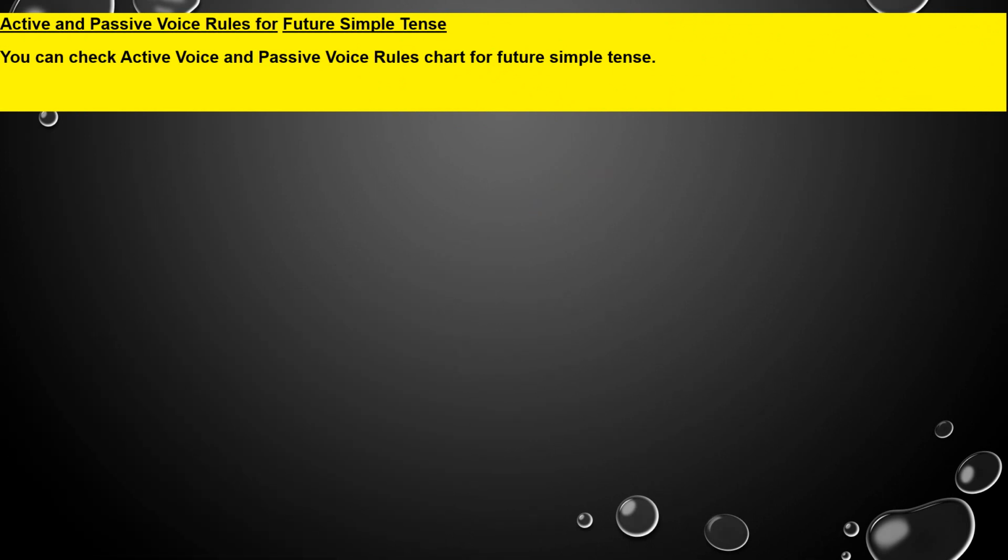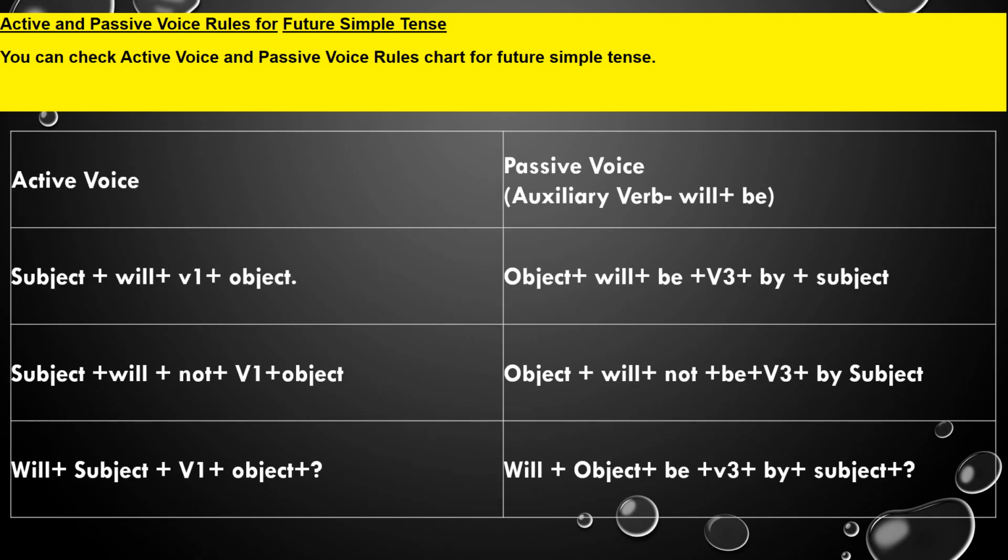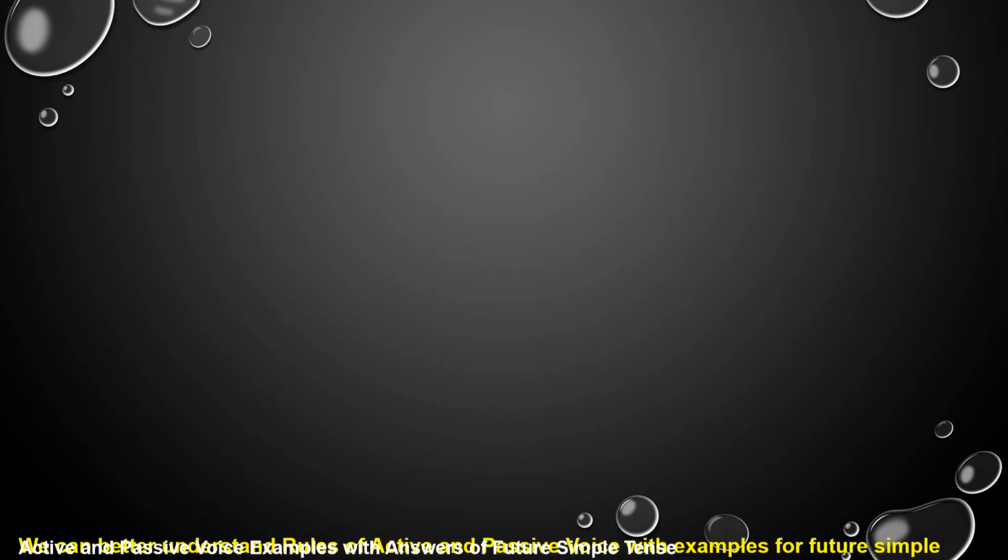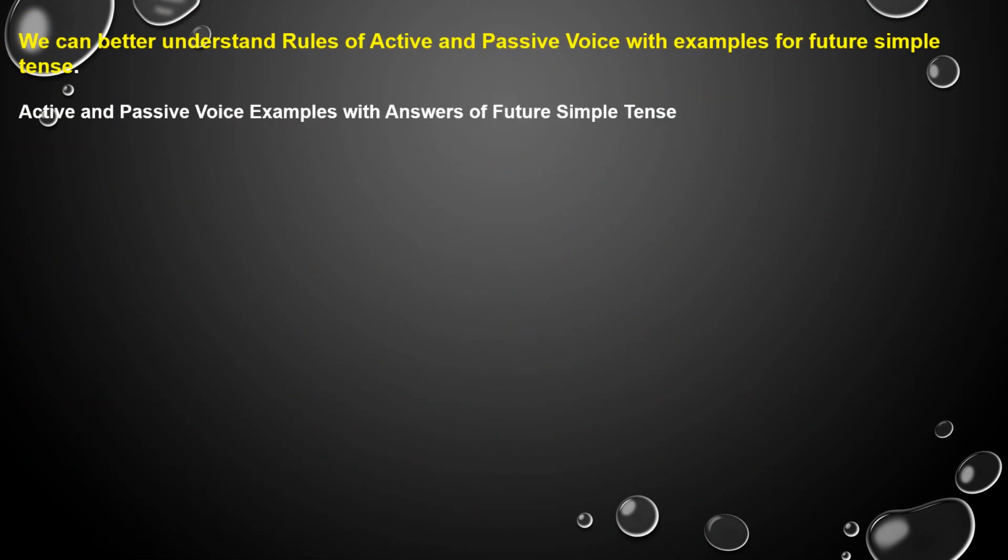Next, you can convert active to passive voice in the future tense, simple future tense. The rules: active voice, subject plus will plus V1 plus object. Passive voice: object plus will plus be plus V3 plus by subject. Negative: subject plus will not plus V1 plus object. Passive: object plus will not be V3 plus by subject.